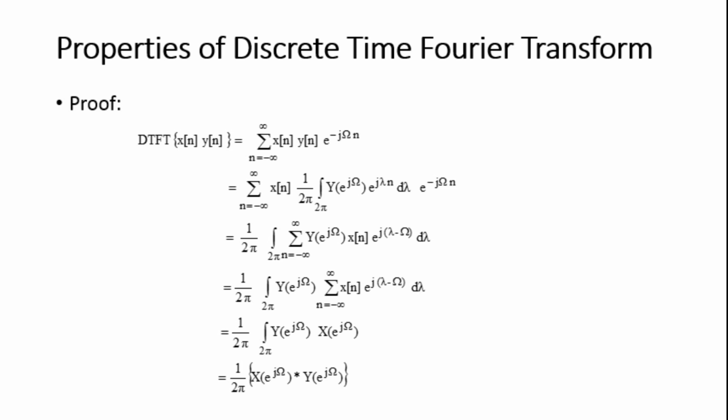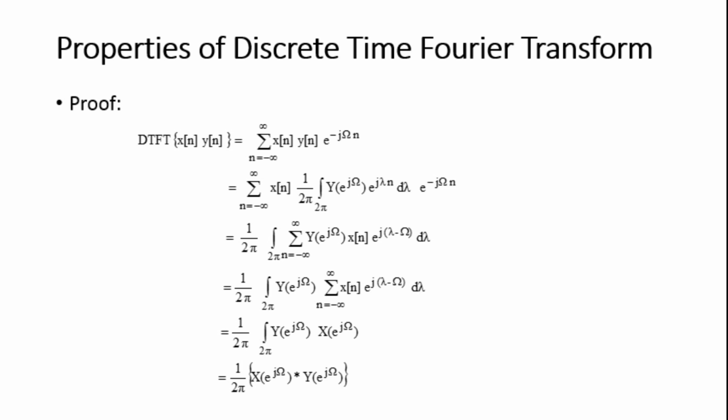The discrete time Fourier transform of x of n into y of n is equal to summation n equal to minus infinity to infinity x of n into y of n into e power minus j ohm n, which is equal to summation n equal to minus infinity to infinity x of n into 1 divided by 2 pi integration minus pi to pi Y of e power j lambda into e power j lambda n d lambda into e power minus j ohm n.